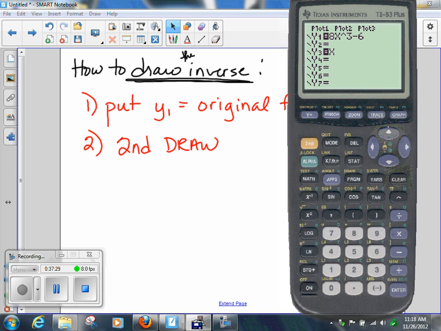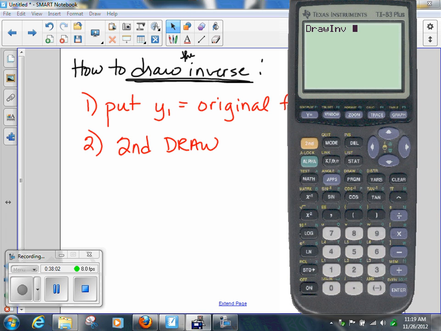So I have 8x to the third minus 6 as my original function, yes? Go to second draw, which is your program button. Y'all see that? What do we want to draw? I don't want to draw any of that stuff up there. But if you go on down that menu, look at option 8. What is that? Draw the inverse. So hit enter. We want to draw the inverse.